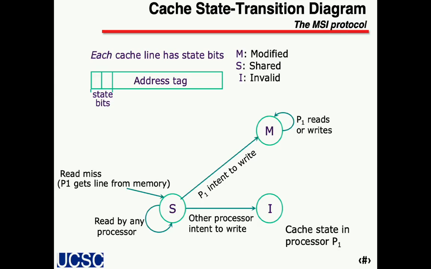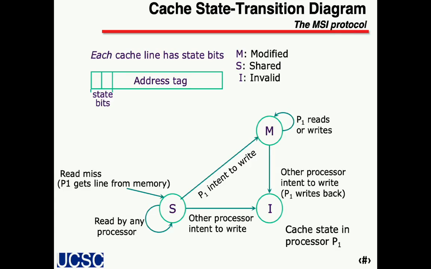However, while it's in the M state, if another processor wants to write it, they're going to basically yank the cache line away from processor 1, and it's going to have to go to the invalidate state.